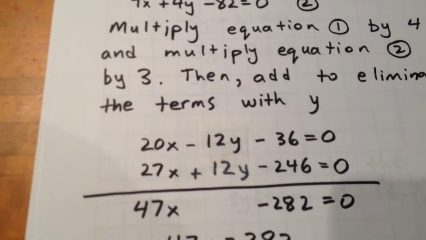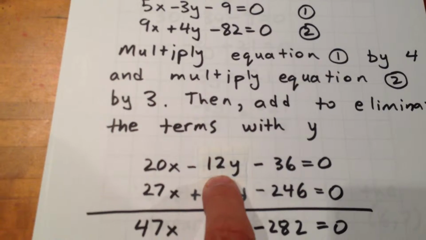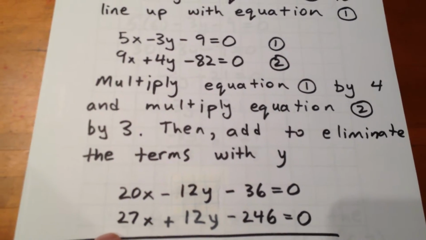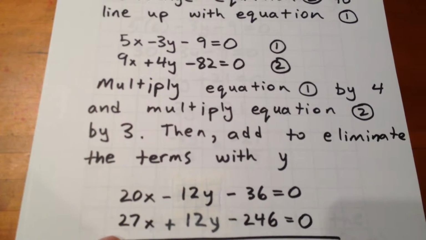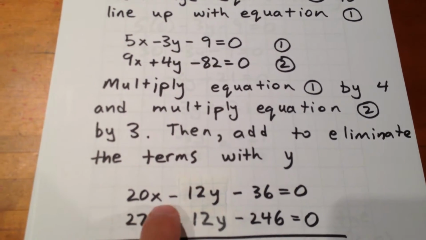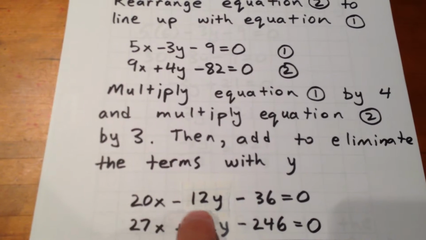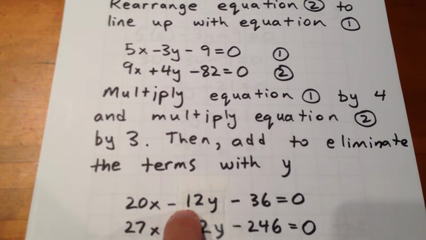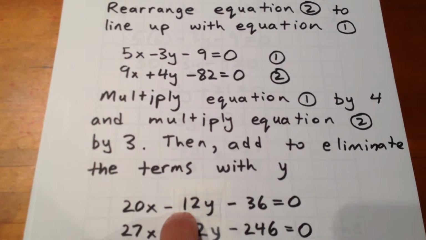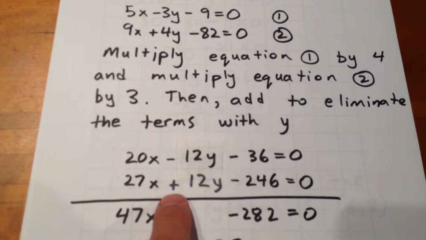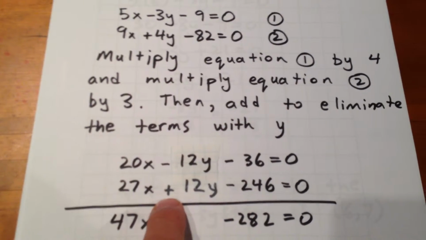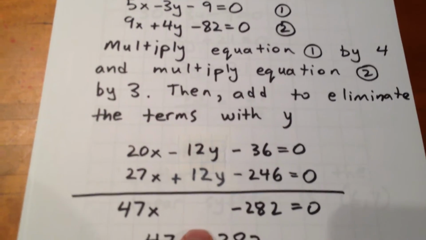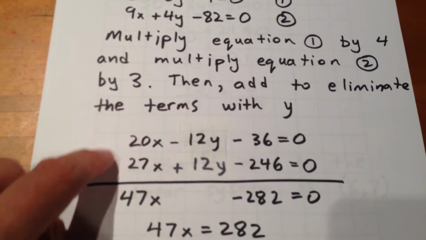What that's now done is it's lined up our y terms and our x terms. But it's important now, instead of subtracting, we're going to add these two equations together. The reason we're going to add is because the term that we're seeking to eliminate has different signs in front of it in each equation. There's a minus in front of the first 12y, but a plus in front of the second. We want to add negative 12y and positive 12y to eliminate the y terms. If we're going to add them, we should add everything.